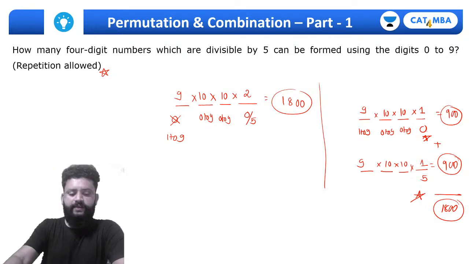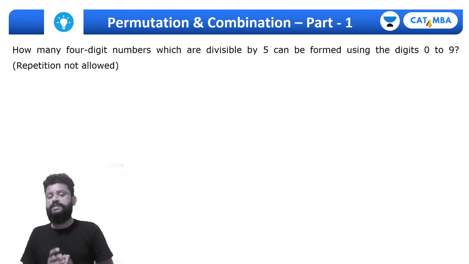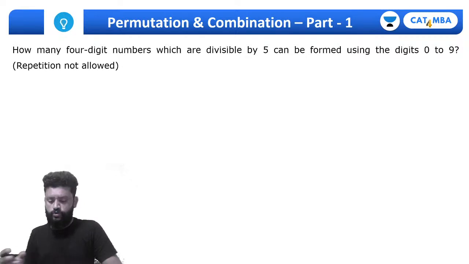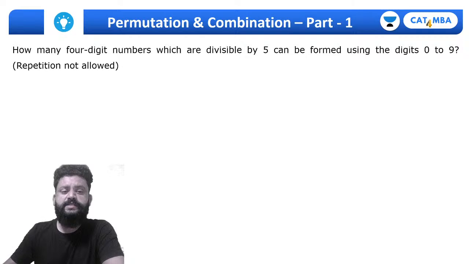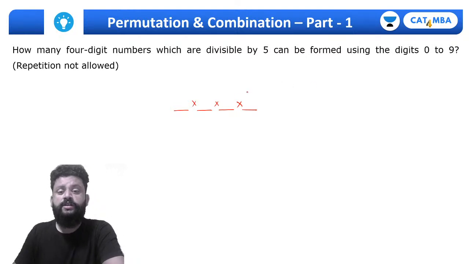Right. So if the same question comes and repetition of the digit is not allowed, that's quite tricky. Most of the students make mistakes here. So let me explain what are the common mistakes here. Most of the students take the 4 places, and the number should be divisible by 5. That is the condition. The last place has to be 0 or 5.